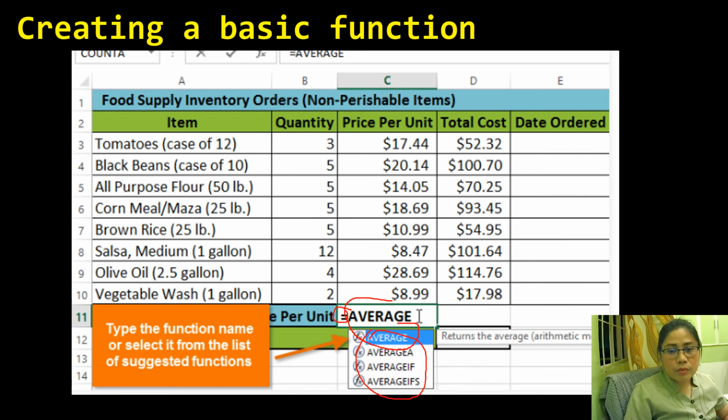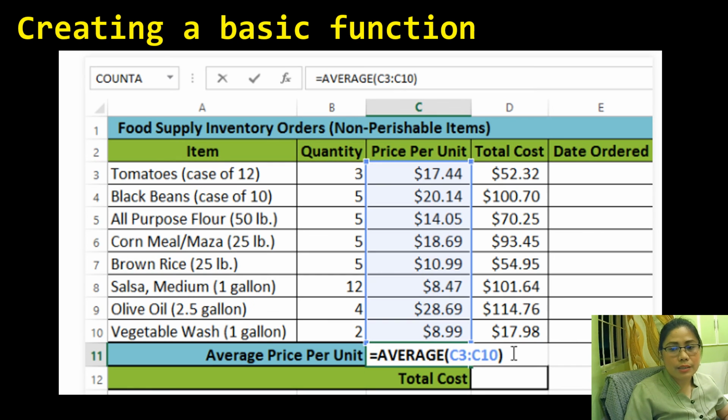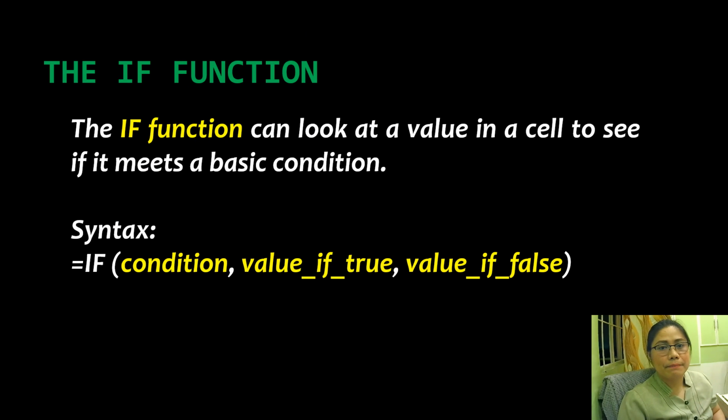So, in our example, we'll type equal, tapos AVERAGE. Tapos, i-highlight lang natin siya once we enter the cell range for the arguments inside the parentheses. So, in our example, we'll type C3 to C10. So, this formula will add the values of cells C3 to C10 and then divide the value by the total number of cells in the range to determine the average. Once we press enter sa keyboard, lalabas na ngayon yung answer niya.